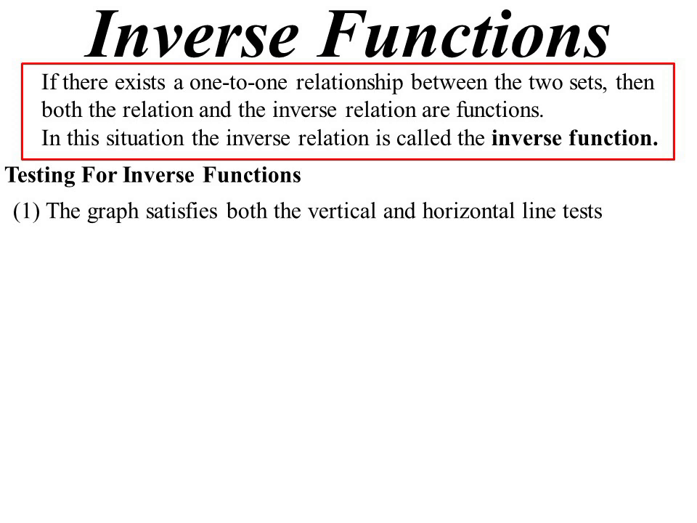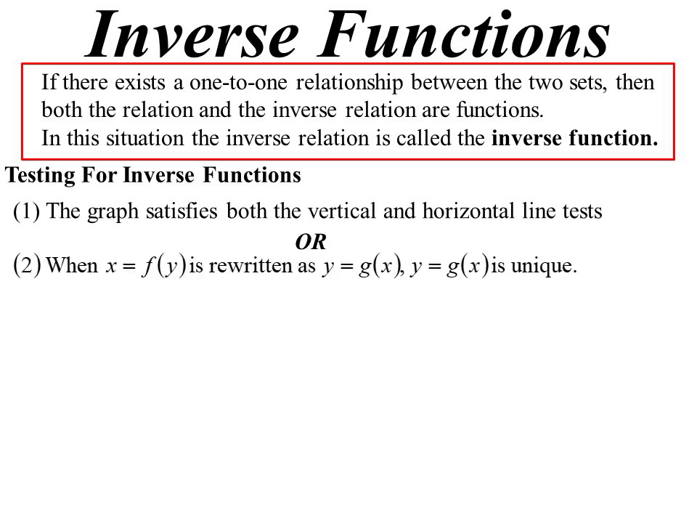Well, it needs to satisfy, first of all, the vertical line test. So it's a function to begin with. But then also the horizontal line test tells me that the inverse will also be a function. And that was also our definition, if you remember, for one-to-one. Satisfied both tests. Another way, if you want to do it algebraically, is work out what that inverse relation is. Now, if it's unique, then it's an inverse function.